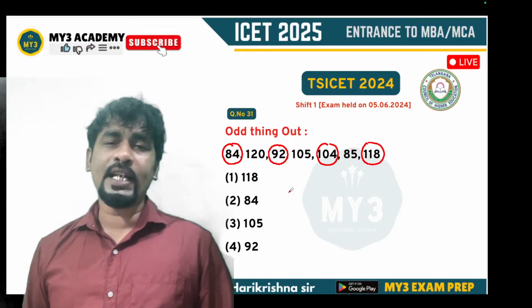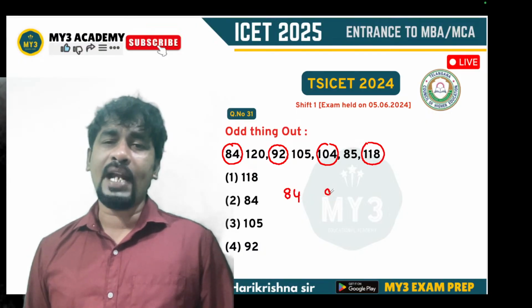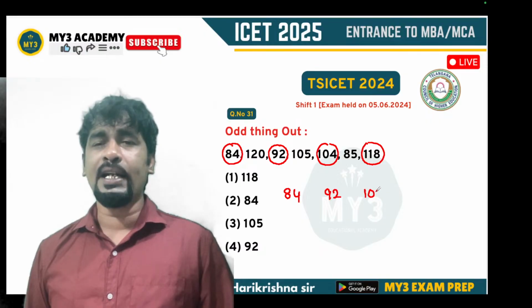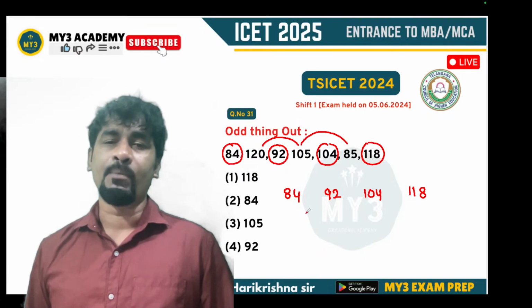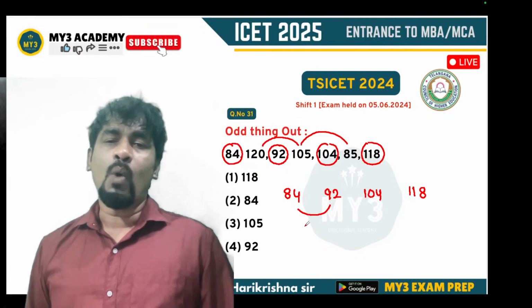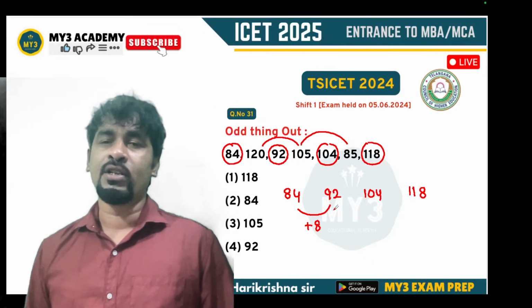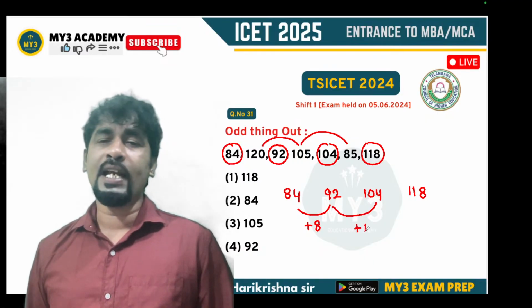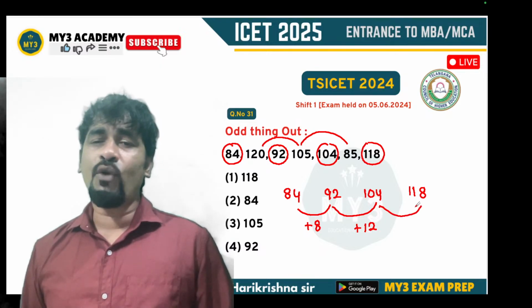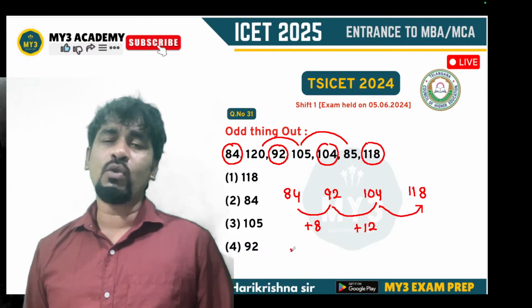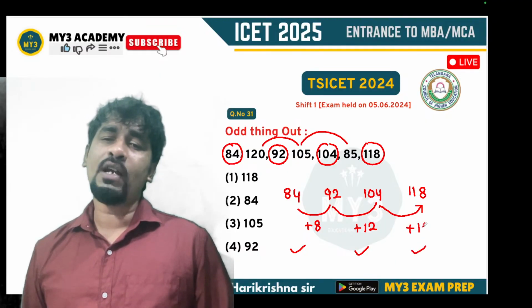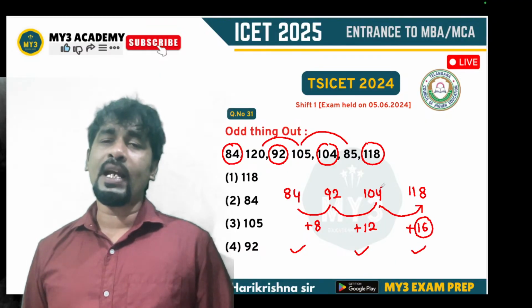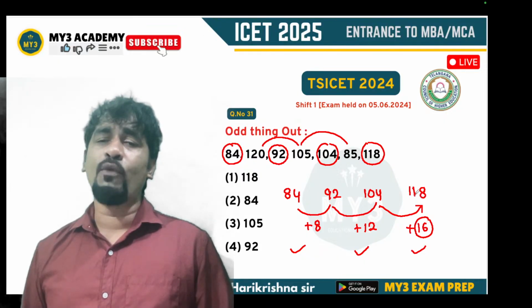In the alternative series, if you observe, 84, 92, 104, 118 keeps increasing, and alternatively 120, 105, 85 keeps decreasing. So 84 becomes 92. What is the increase? There is an increase of 8. 92 becomes 104. There is an increase of 12. And 104 will become what? 4 2s are 8, 4 3s are 12. Next one will be 4 4s, which is 16. But here, if you observe, there is a difference of only 14.